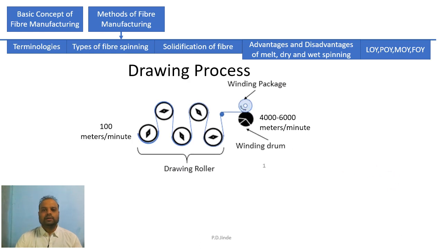So let's understand the drawing process in detail. In this figure, you will see the different drawing rollers 1, 2, 3, 4, and 5. These five drawing rollers are present in a zigzag fashion, and filaments pass over and under each of the drawing rollers as shown. The filaments pass under the first, over the second, under the third, over the fourth, and under the fifth, and ultimately pass over the guide roller and get wound onto the winding package.